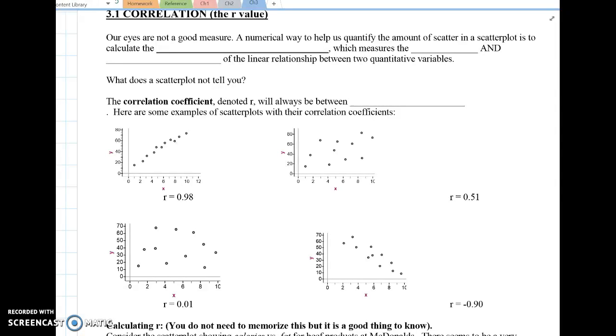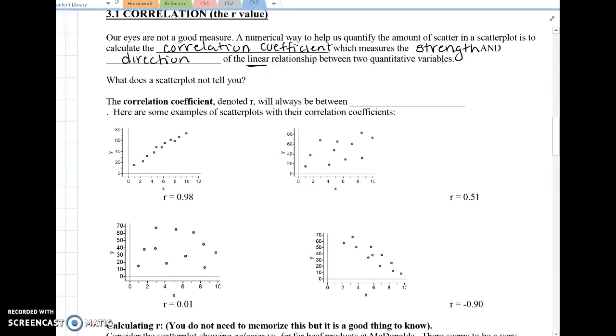So correlation, that's the r value. It's called the correlation coefficient. Just looking at graphs is really not a good indicator, because it can depend on how they scale it and exactly how the graph is made to see how close the points are to a line. So this is a numerical way to quantify how good the relationship is. We're going to calculate the correlation coefficient. That's telling you the strength and the direction of the linear association.